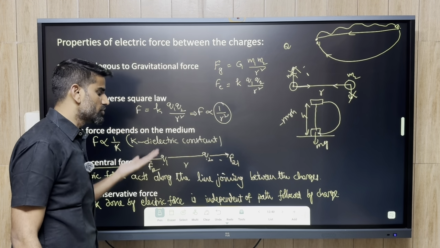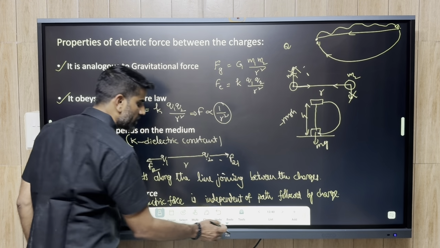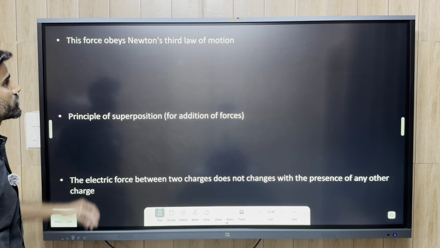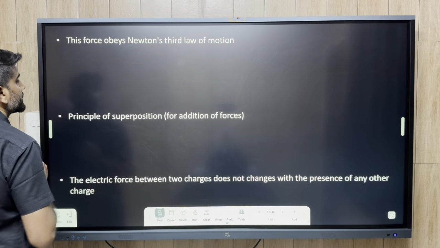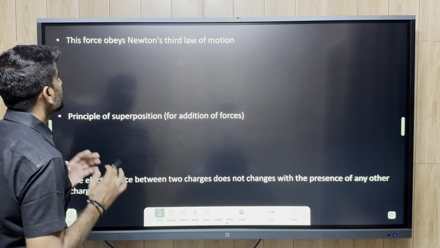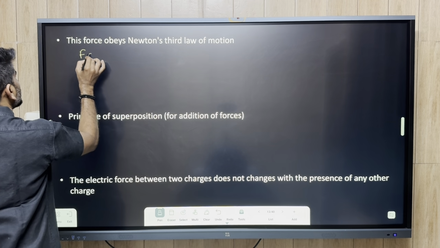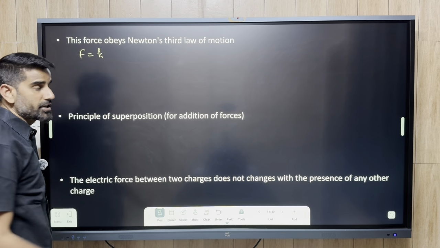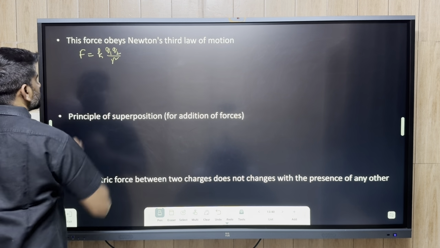So the constant is obviously the same, since both of them are placed in the same medium, so the force between them would be the same. Now, how can Newton's third law of motion be justified by using this electric force? Let's use a basic analysis to prove this. I have the force F equal to k, Coulomb's constant, Q1 Q2 by R square.